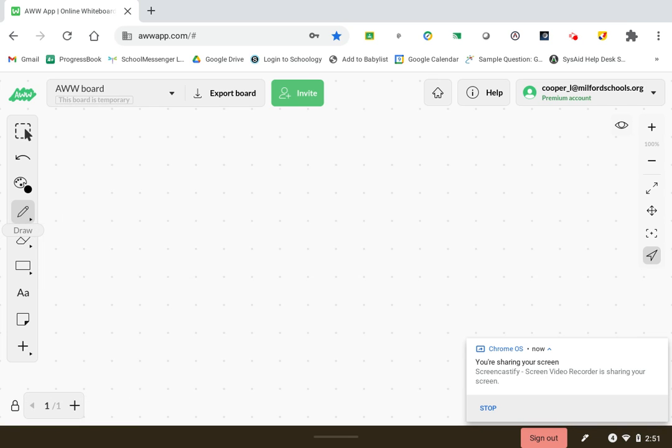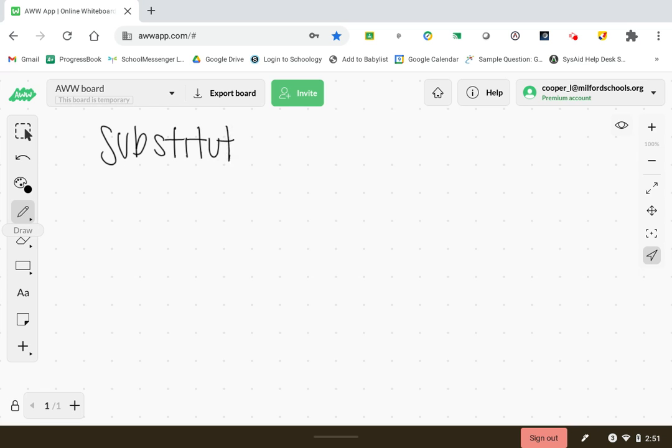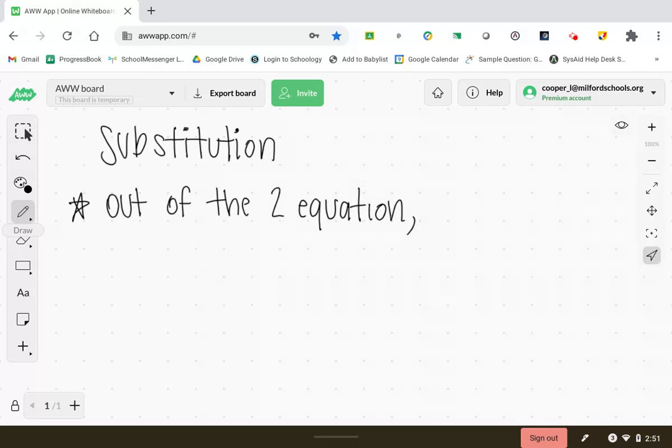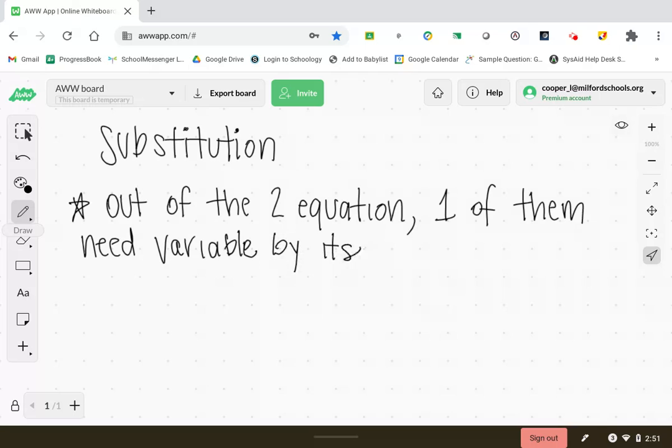Okay, guys, we are today going to learn our second method, which is substitution. Just like I have a substitute in for me today, we're just going to take numbers and substitute them in for X or Y. So the main thing you need to have is, out of the two equations, one of them needs a variable by itself. And this will make more sense.